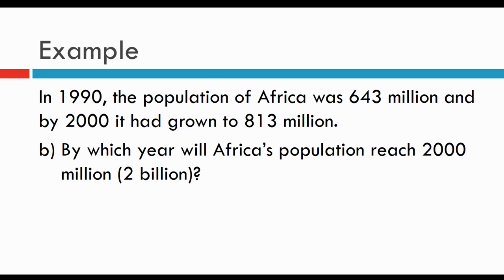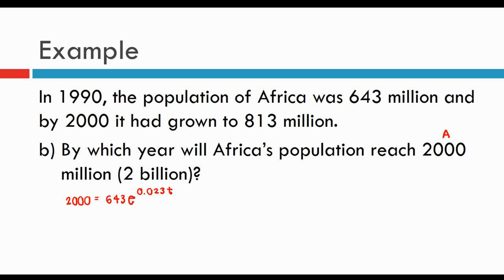Okay, so now I don't know what T is, but I'm going to use the model that we just came up with. I know that now if this is 2,000 million, I want that to be my A value. So we're going to have 2,000 equals 643 times e. We know what our K is. It's 0.023. And now I don't know what T is.